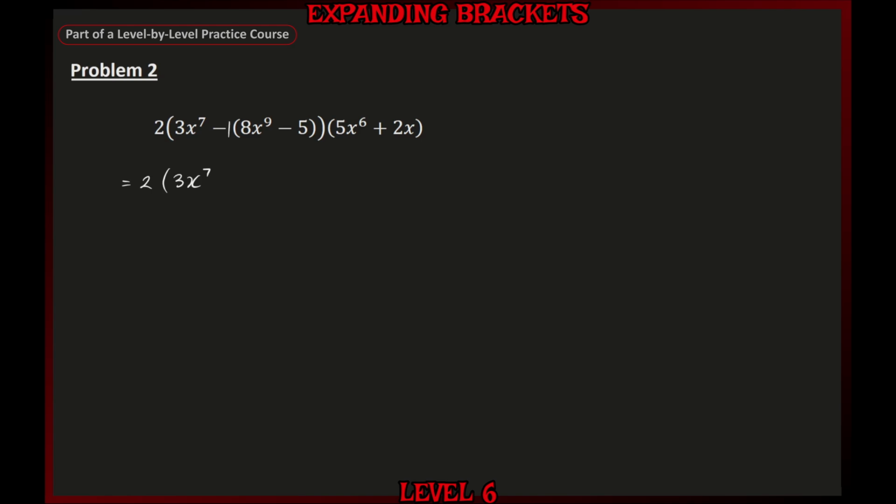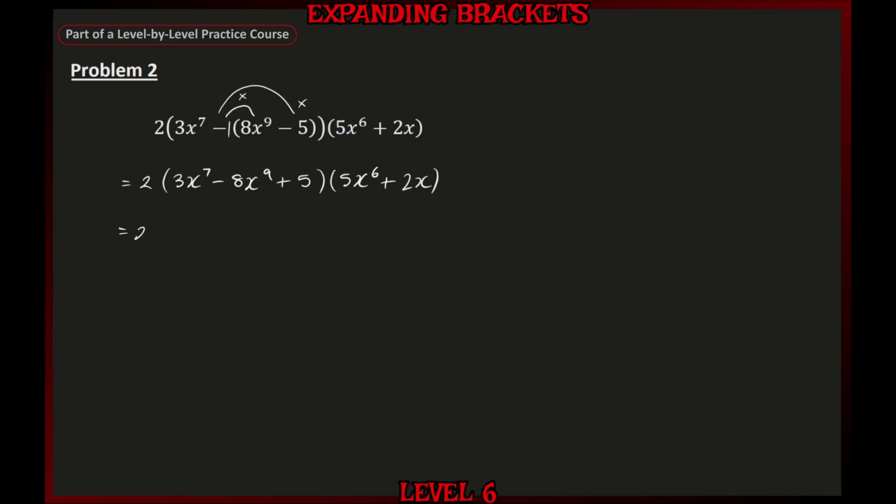And it's useful to write that there because we now know that we need to multiply everything inside the bracket by minus 1. So expanding, we have minus 1 times 8x to the power of 9, which is minus 8x to the power of 9. And minus 1 multiplied by minus 5 is plus 5, and that's being multiplied by 5x to the power of 6 plus 2x. There's nothing to simplify further inside that first bracket, so we can continue expanding.